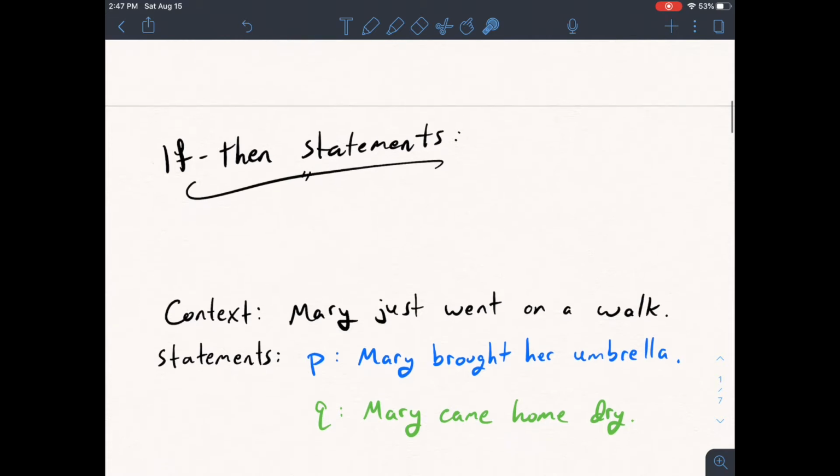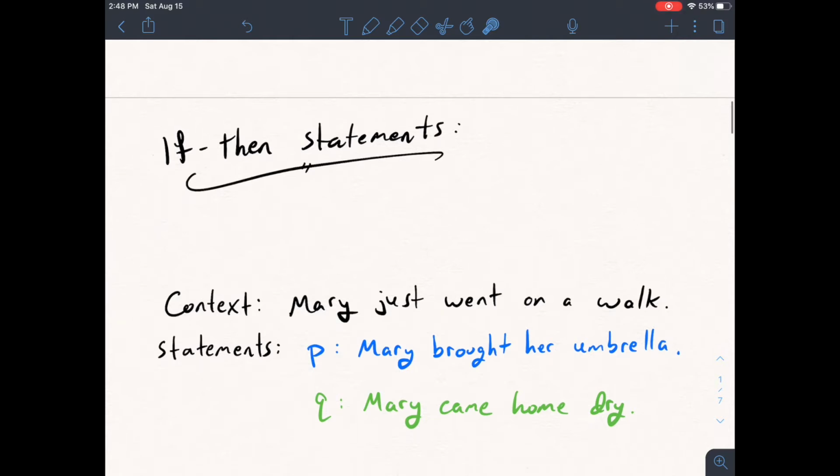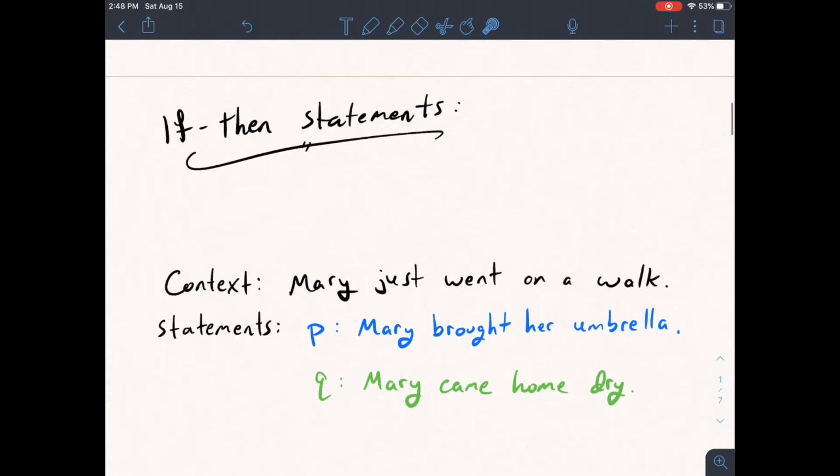But some of the examples that you might see are real life examples, in which case it might make more sense to have some context for the situation. The context for the situation that I want to talk about in this example is that Mary just went on a walk. She just got back, right? And then there are two statements associated with this context. Statement P is that Mary brought her umbrella with her on that walk. And statement Q is Mary came home dry.